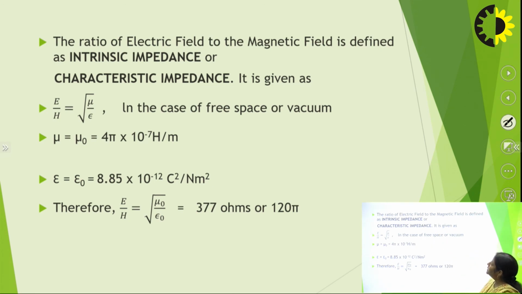So when we know something about the propagation, then we can move ahead with other properties like intrinsic impedance, or the characteristic impedance. Now, what is characteristic impedance or intrinsic impedance? By definition, it is the ratio of the electric field to the magnetic field, and it is defined in this manner.